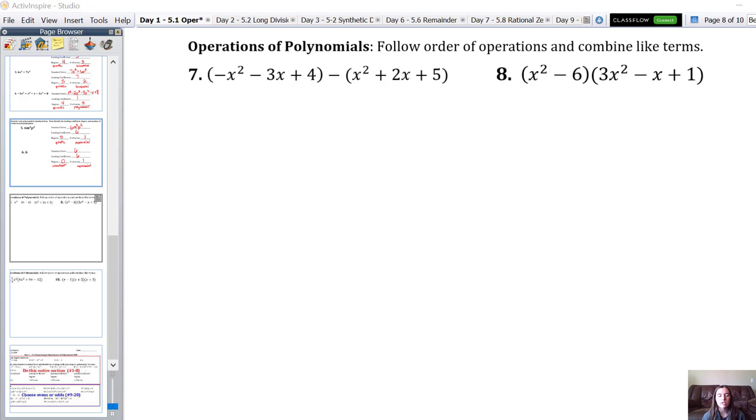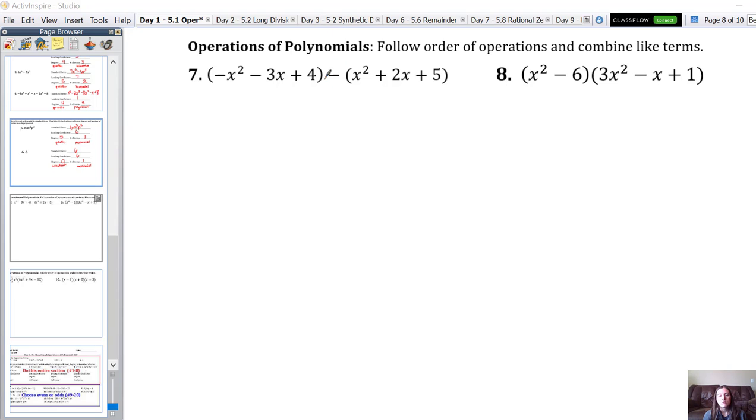Now we're going to focus on operations of polynomials, such as addition, subtraction, multiplication, and, well, we're not going to do division just yet. The first thing we're going to do, we've got the first quantity is negative x squared minus 3x plus 4, and we're subtracting the quantity x squared plus 2x plus 5.